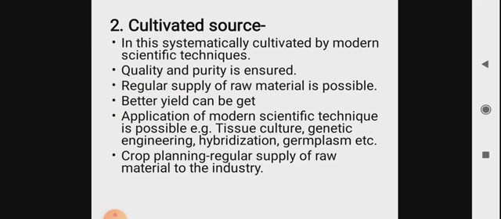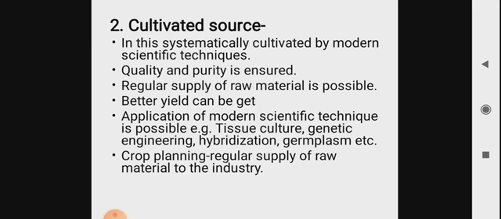Cultivated source. In this, systematically cultivated by modern scientific techniques under supervision of man or experts. Quality and purity is ensured. Regular supply of raw material is possible. Better yield can be obtained. Application of modern scientific techniques like tissue culture, genetic engineering, hybridization, germplasm. So these techniques we can apply to increase the yield and the quality of product.